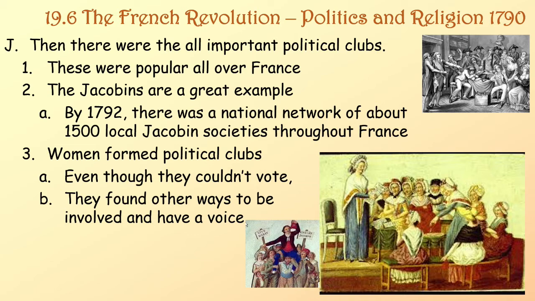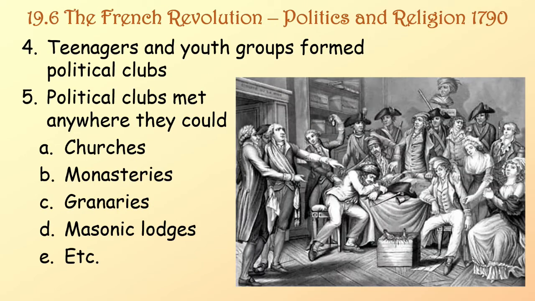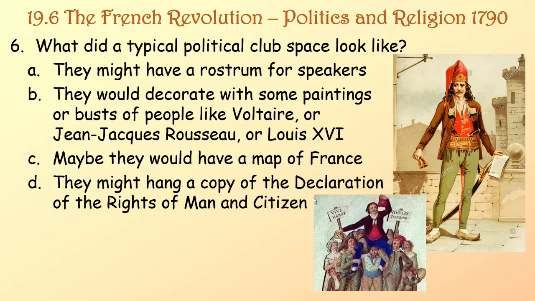Women formed political clubs, even though they couldn't vote. They found other ways to be involved and have a voice. Teenagers and youth groups formed political clubs. Political clubs met anywhere they could: churches, monasteries, granaries, Masonic lodges, etc.